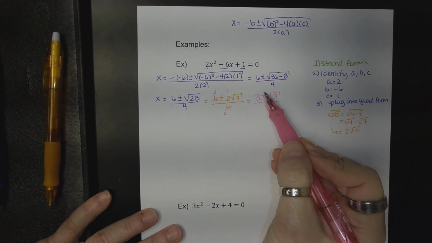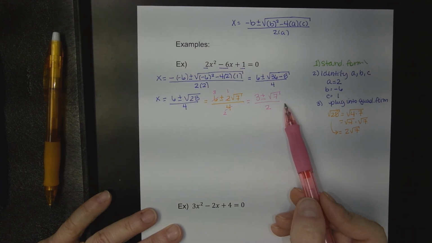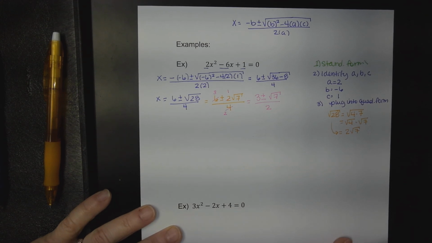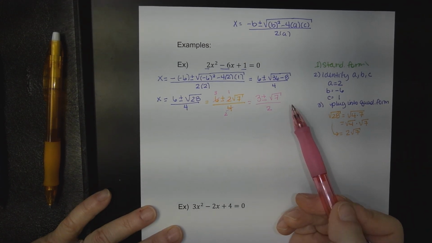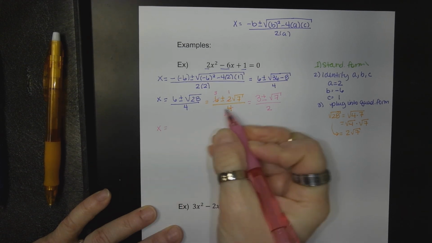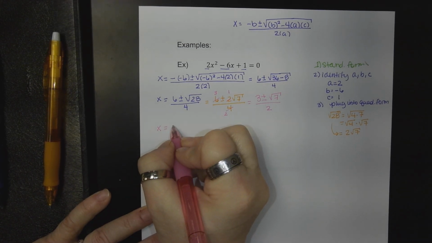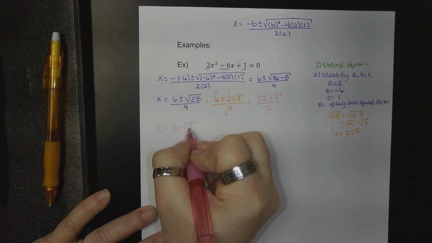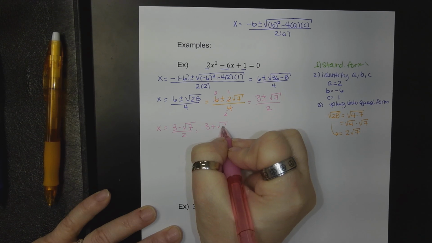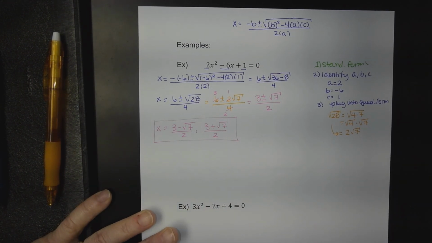So this is our answer completely simplified, which is what we always want to write our answer as in algebra. If you don't write your answer all the way simplified, you will miss at least 1 point. And we work really hard to get our answer, so we don't want to miss any points. So now we want to write our x as 2 answers because there is a plus and a minus. So x equals 3 minus square root of 7 over 2, and 3 plus square root of 7 over 2. So that would be our answers.